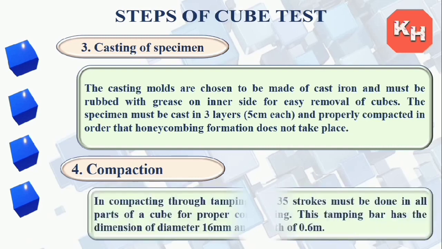Compaction. In compacting with a tamping bar, 35 strokes must be done over all parts of the cube for proper compaction. This tamping bar has a diameter of 16 mm and a length of 600 millimeters.